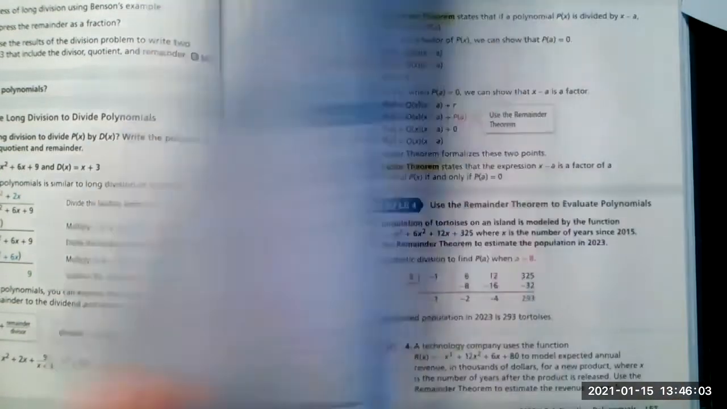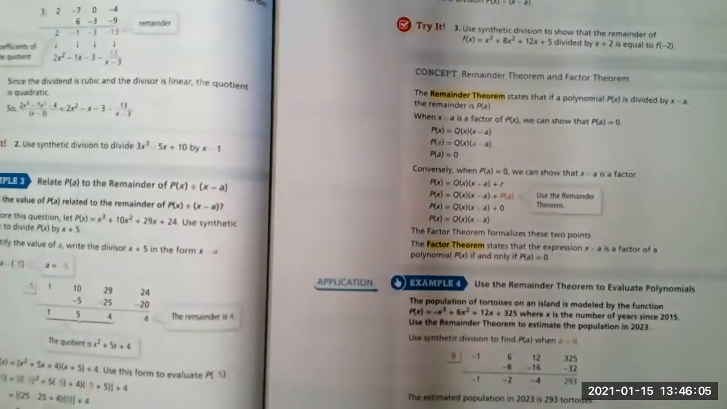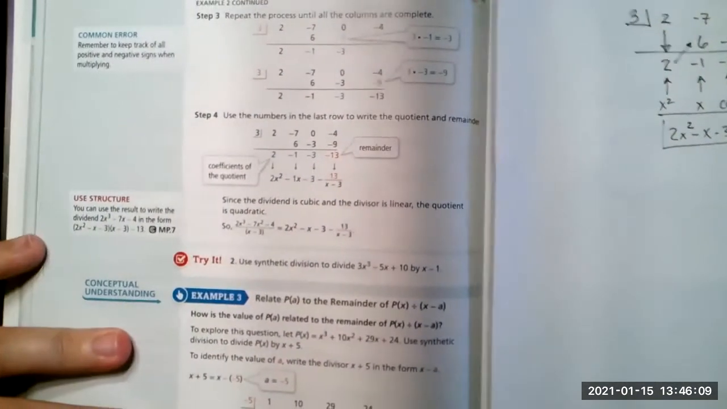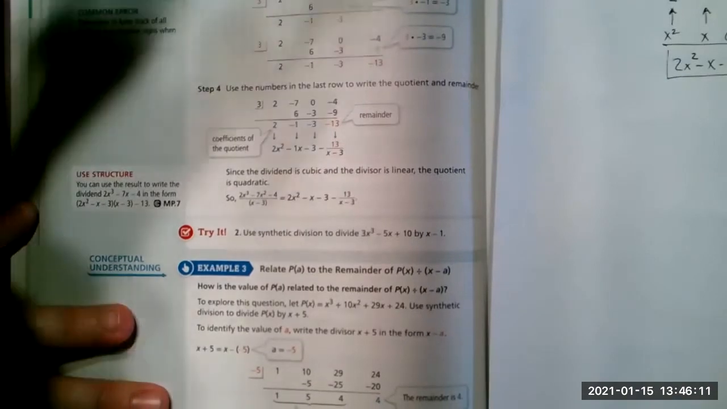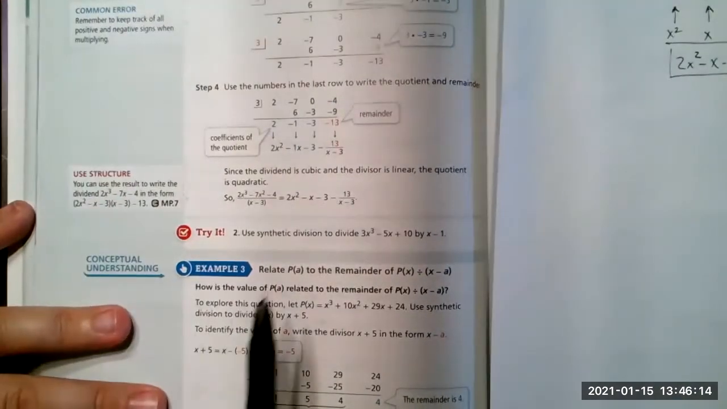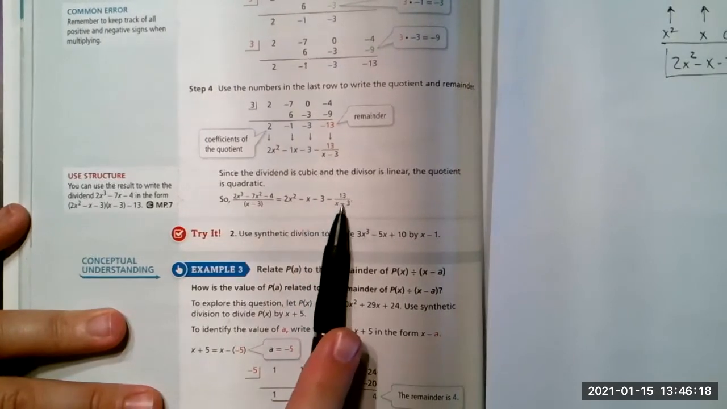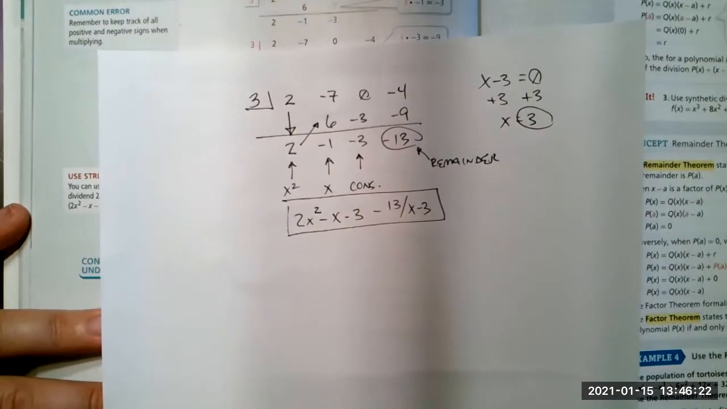All right, so let's actually double check and make sure my answer was right. Make sure I didn't make any mistakes. So we're at the top of page 156. Looks like the answer they have here is 2x squared minus x minus 3 minus 13 divided by x minus 3, which looks correct.